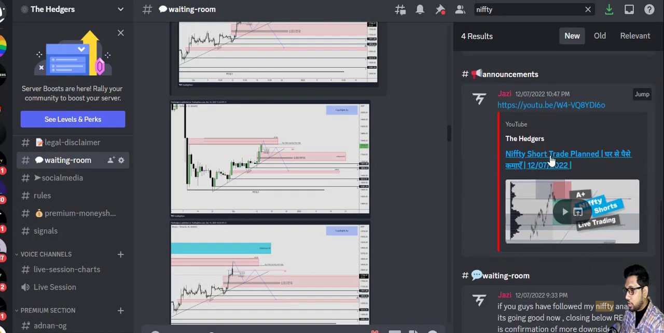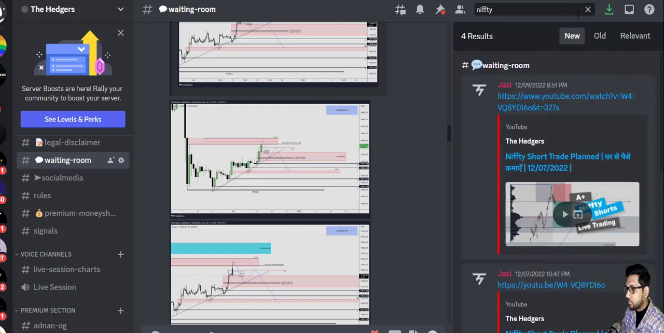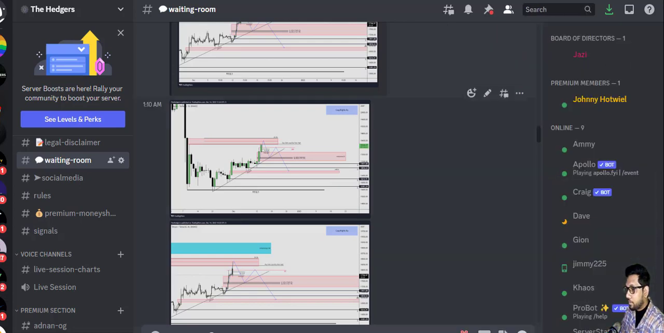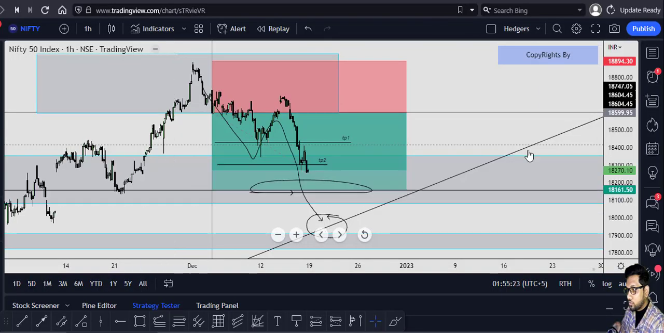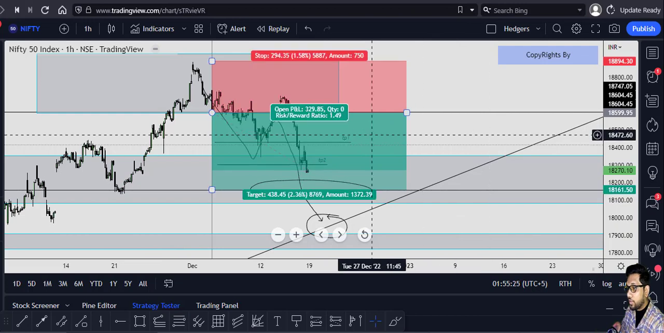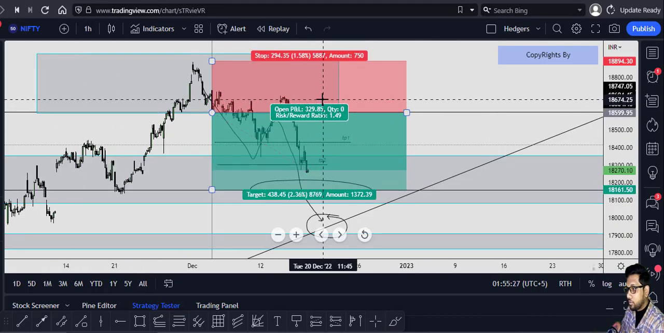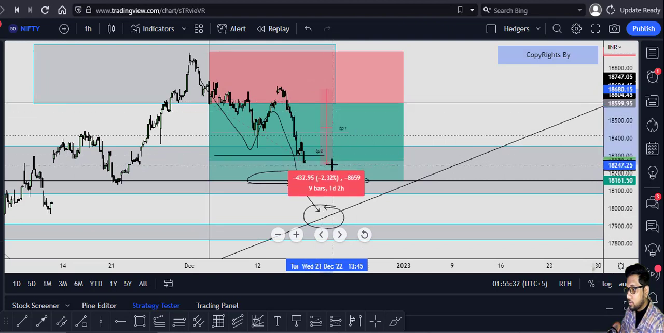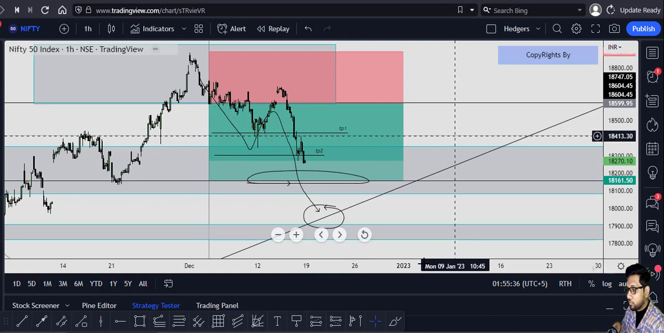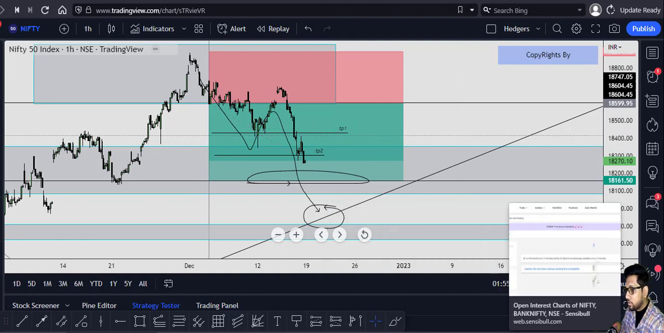And I also just did a short video on this Nifty short trade on YouTube. So those who took this trade are really in good profit from the entry point here. Let's see, this is almost 2.30% profit for those who took this trade.